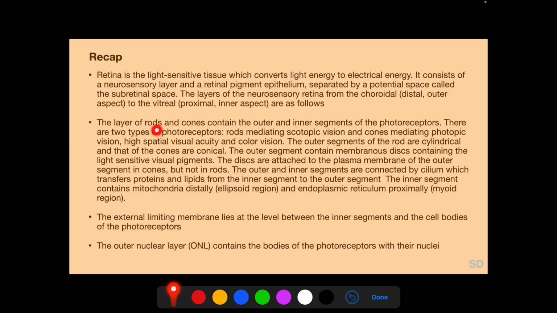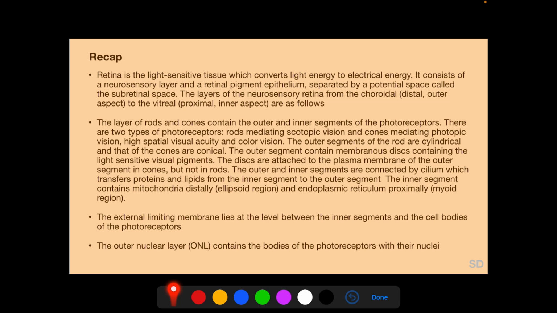The layer of rods and cones contains the outer and inner segments of the photoreceptors, and there are two types of photoreceptors: rods mediating scotopic vision and cones mediating photopic vision, high spatial visual acuity and color vision. The outer segments of the rods are cylindrical and that of the cones are conical. The outer segment contains membranous discs containing the light-sensitive visual pigments.